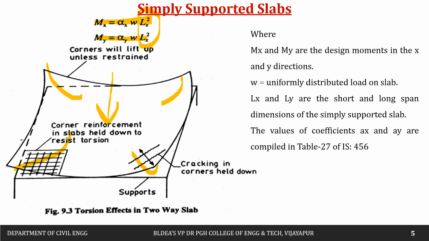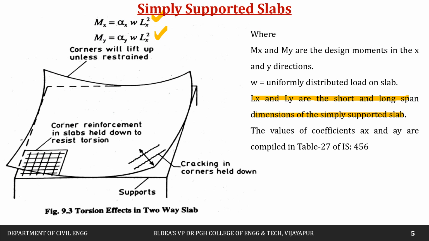This is already given in the codebook, which I'll also try to show, where Mx and My are the design moments in x and y direction. W is nothing but the UDL on the slab. Lx and Ly are the short span and long span dimensions of the simply supported slab. So here we are going to have the shorter span itself.